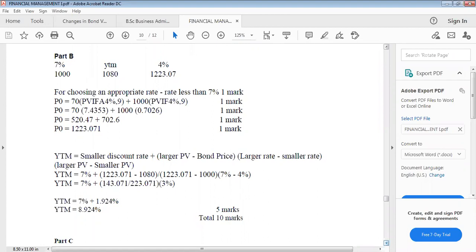So you choose a rate of interest to find a value for the bond, and then you adapt the formula that you have there for yield to maturity. So you have larger present value minus bond price, and also larger rate minus smaller rate, over larger present value minus smaller present value. Sorry, it should be larger present value minus bond price, divided by larger present value minus smaller present value. So these are divided right here. When you finish all that, you multiply them and you get a figure of 1.924%. And then together you get the yield to maturity.